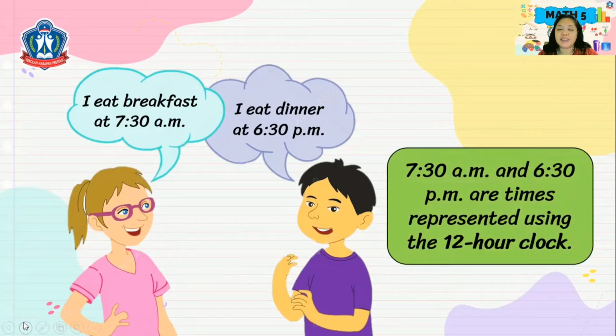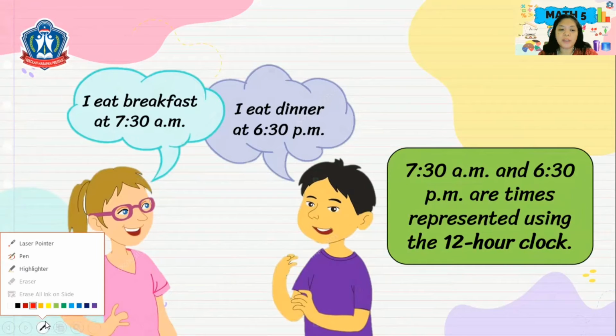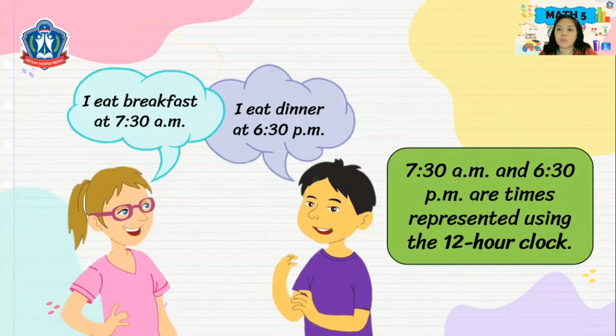7:30 a.m. and 6:30 p.m. are times represented using the 12-hour clock. So we always use the 12-hour clock because we use a.m. and p.m. a.m. means morning, or the times started from 12 midnight until 12 noon. So those are the times that we use a.m. p.m. are the times started from 12 noon until 12 midnight. So they are the 12-hour clock.